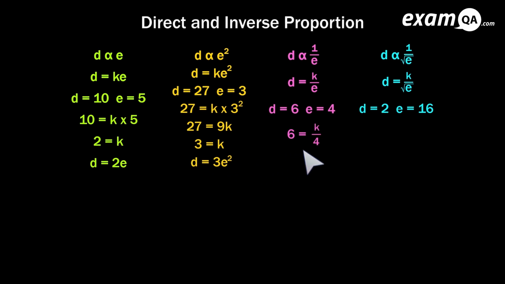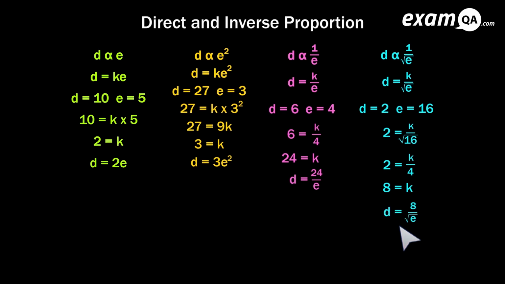Let's look at the next one now. Multiply both sides by 4. And we'll get K to be 24. So just rewrite that equation without that K value in. Now you've got yourself an equation that you can use. Let's look at that fourth type. And again, we can write the equation without K in there.